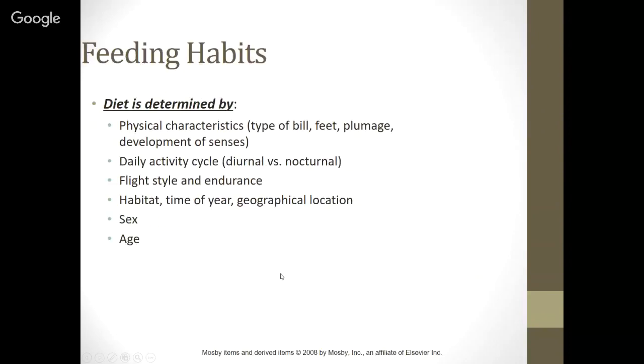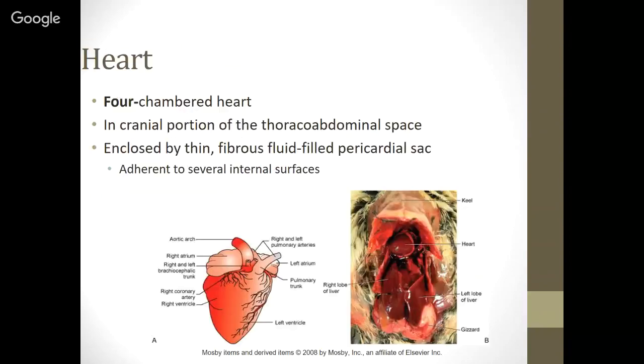Feeding habits. Diet is determined by physical characteristics, so the type of bill, the feet, the plumage, and the development of senses. Daily activity cycle, whether they're diurnal versus nocturnal. Flight style and endurance. Their habitat, the time of year, the geographical location, their sex, and their age.